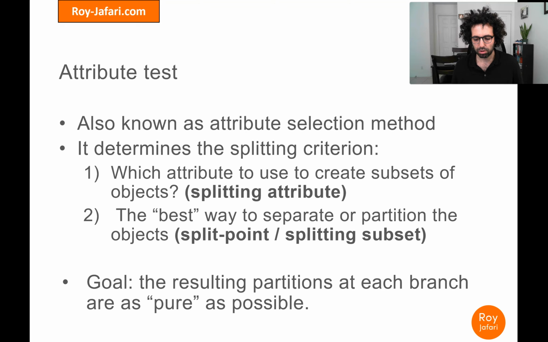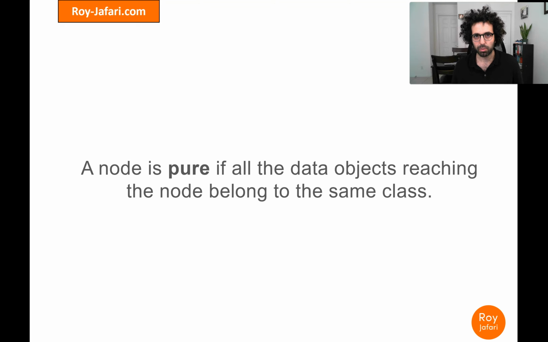So let's look back and see what that means. But before that, let's talk about what purity is. This is a very important concept in decision trees and perhaps in classification algorithms: a node is pure if all of its data objects are of the same class.